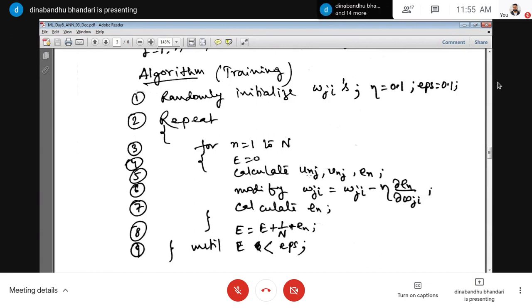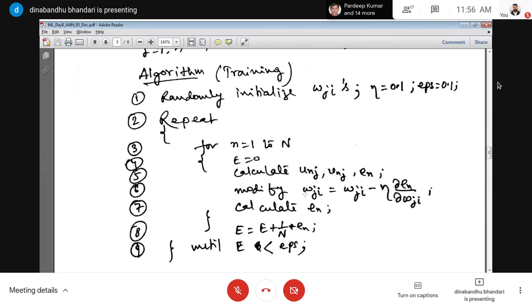Then once you get the UNJ, you calculate VNJ. You can assume A equal to 1 in the beginning. We know VNJ is equal to phi of UNJ, and phi is 1 by 1 plus e to the power minus x. And then you calculate En, which is the summation of (Ynj minus Vnj) whole square, with a half in the beginning. So we can calculate the error for the nth data point, and then we use this technique.